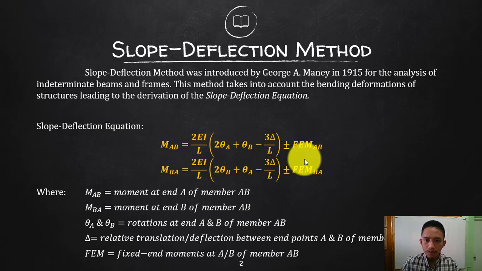So again, this FEM could be solved at any time. All you need to do is assume that your endpoints of your member is fixed, and then solve for the moment at the ends, or that is just given by the formulas. And then what are these theta A and theta B? Okay, those are the rotations, but in slope deflection method, to differentiate this from your consistent deformation, your consistent deformation uses the known deflection or known rotations to end up with the compatibility equation.